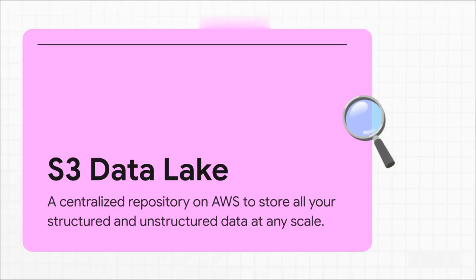So, the solution to that messy junk drawer? It's what we call an S3 data lake. It's really just a central place on AWS that holds everything, from nice, neat spreadsheets to unstructured logs and even videos. And the most important part of that definition is at any scale. This digital library can grow pretty much infinitely, so you'll never have to worry about running out of shelf space.